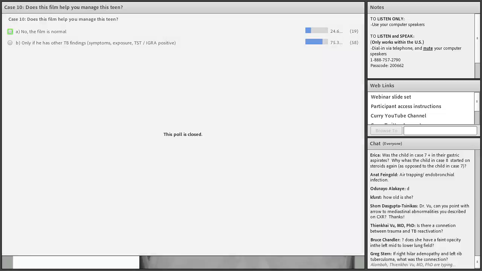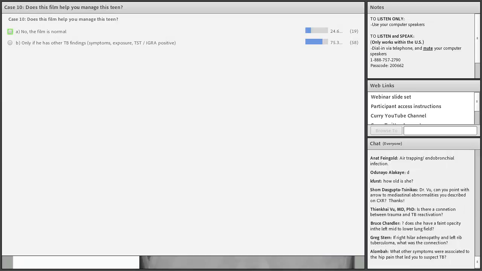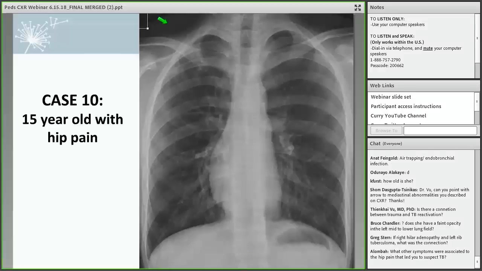So a lot of people are saying only if he has other TB findings: symptoms, exposure, TST, IGRA, all great questions. So again, he had recently immigrated. He had no particular TB exposures. His parents and his brothers are QFT negative.